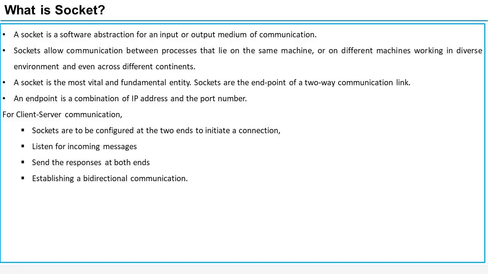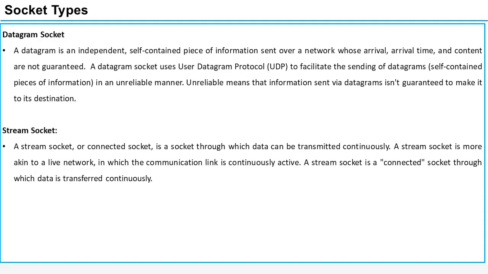Sockets are the endpoints of a two-way communication link. An endpoint is a combination of an IP address and the port number. For client-server communication, sockets are to be configured at the two ends to initiate a connection, listen for incoming messages, send the response at both ends, and establish a bidirectional communication. Socket types: datagram socket, stream socket.